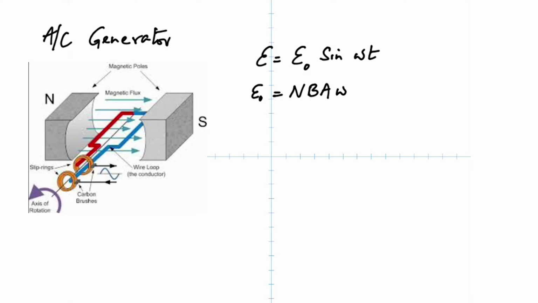And what is that? It's NBA omega, National Basketball Association omega. E naught is NBA omega. Okay, that's the maximum value of the voltage, or it's called the peak value of voltage. That's an AC generator. Simple.